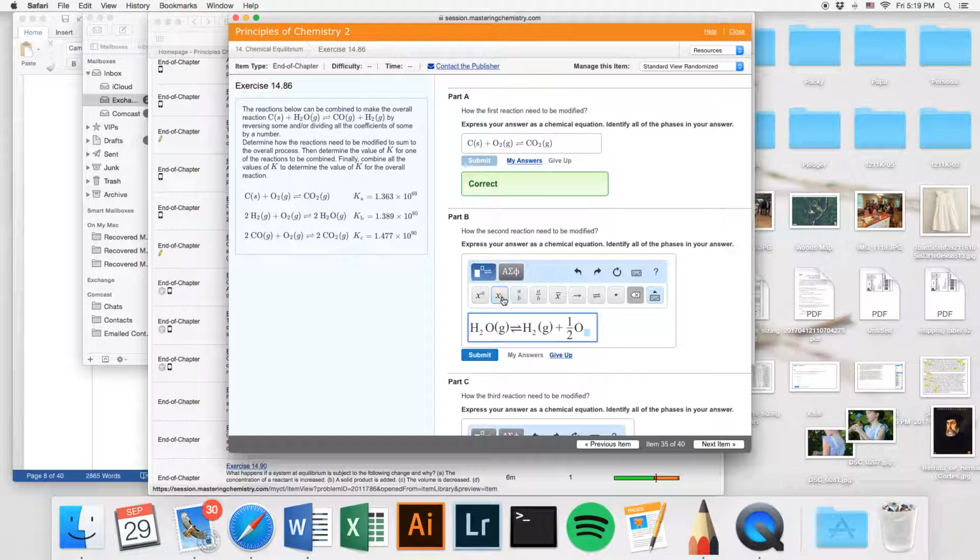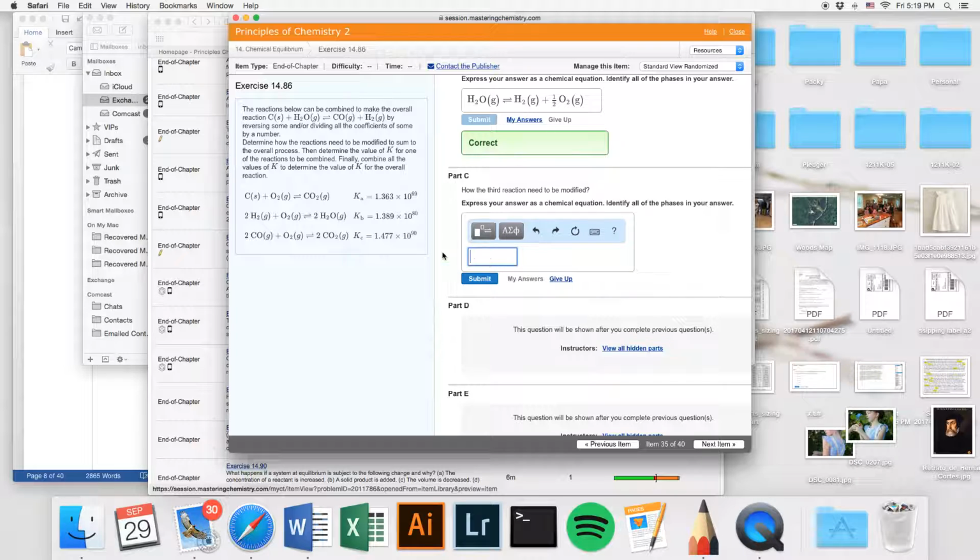I'm gonna go real slow here because it's easy to get the stuff backwards. So is that half of that? Yeah, it is. It's backwards and half of that. You see that? Let's submit that. Bam.